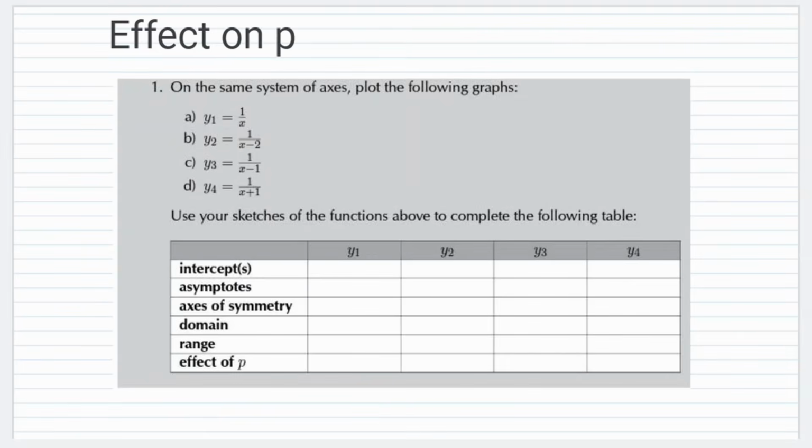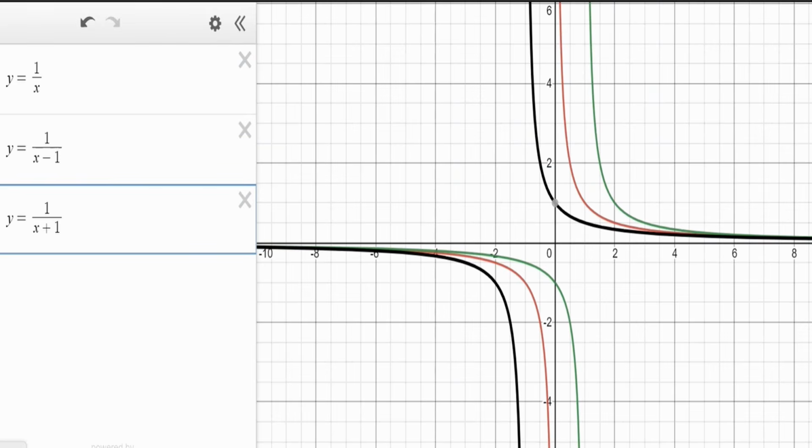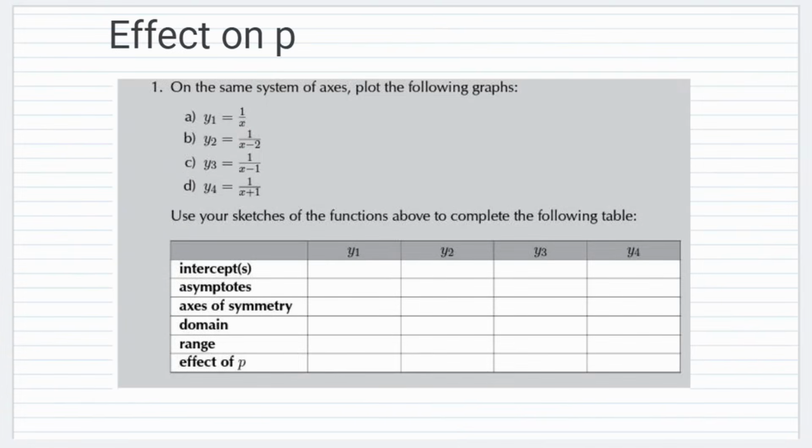Then I'm going to do the second one here again on the graph so that you can see what I was saying, right? So we have the first one. We know that that's standard. We're going to ignore the intercepts, the asymptotes, the axis of symmetry. We're going to ignore everything and look at basically just P, right?